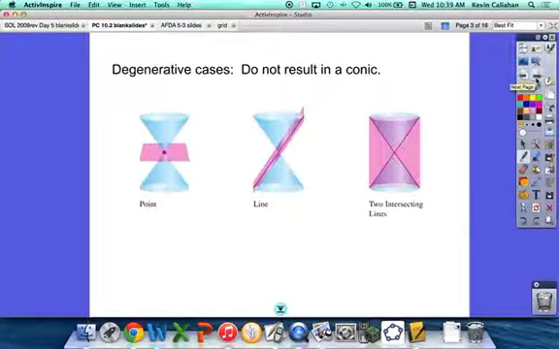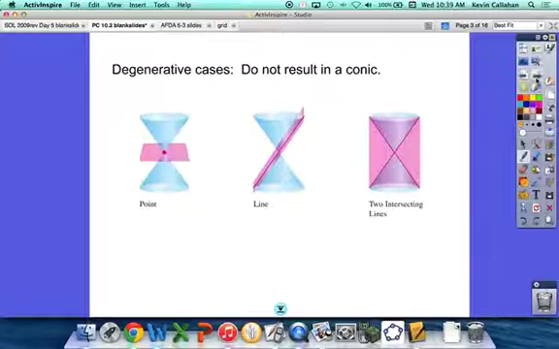Now, there are actually three cases where you pass a plane through these shapes and you do not get a conic section. Imagine if you pass a plane right through the point where they come together, then the intersection would be a point. Or if the plane was exactly in this position here, then it would be just tracing out a line. Or if it was straight up and down in the middle of the two cones, it would be tracing out these two lines. None of those are conic sections.